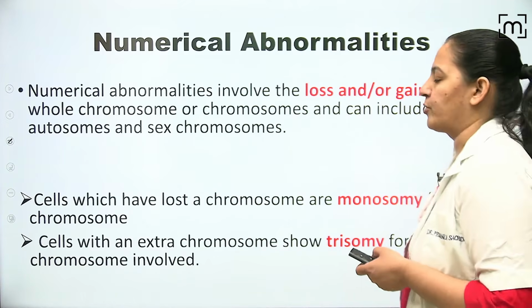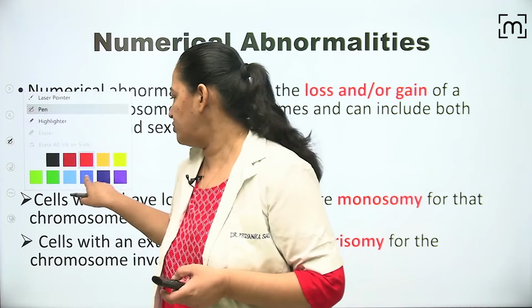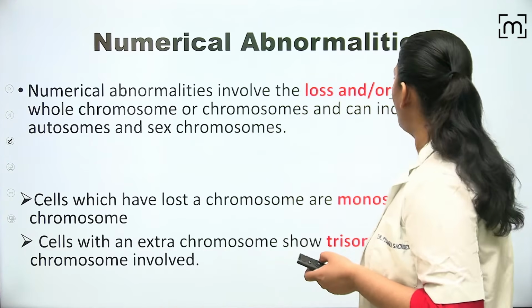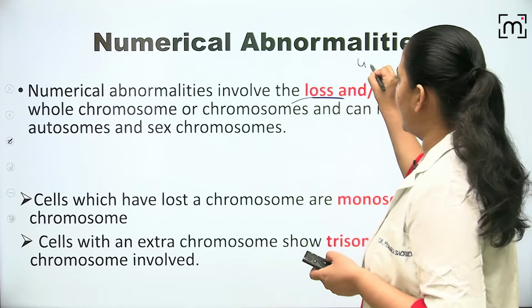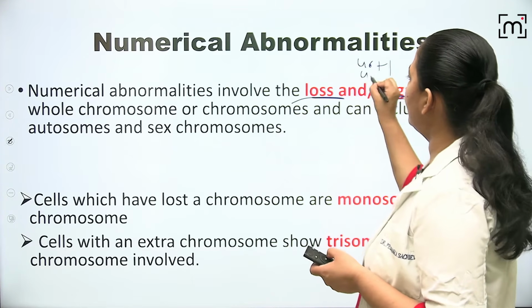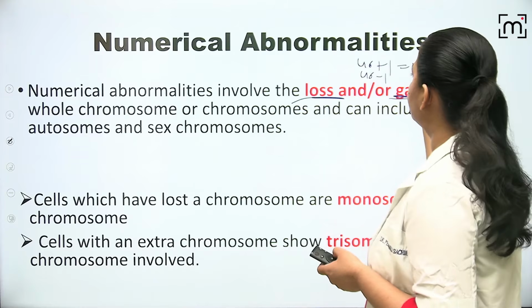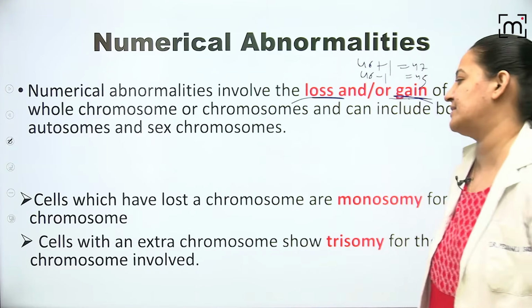Coming to numerical abnormalities. Now in numerical abnormalities, two possibilities are there. What are the two possibilities? Either gain of a chromosome or loss of a chromosome. Total 46 chromosomes are there. If gain happens, it will be 47. If loss happens, it will be 45. So either 47 or 45 chromosomes. So two types of abnormalities are there.